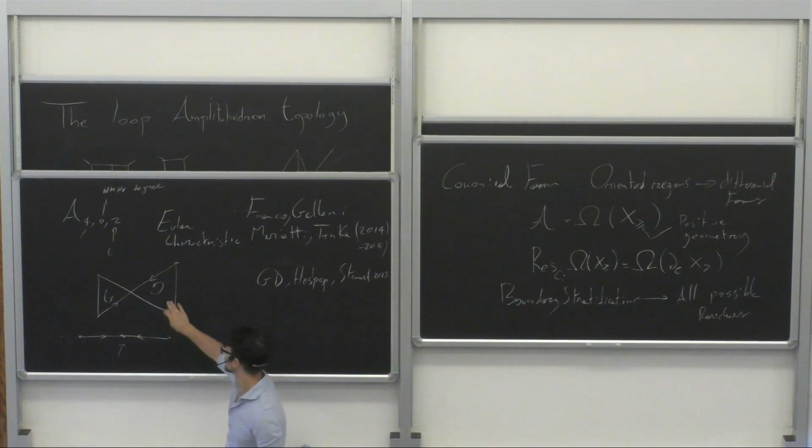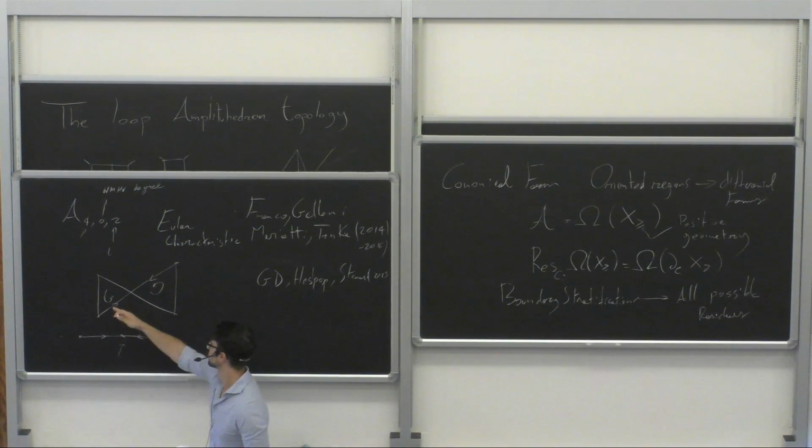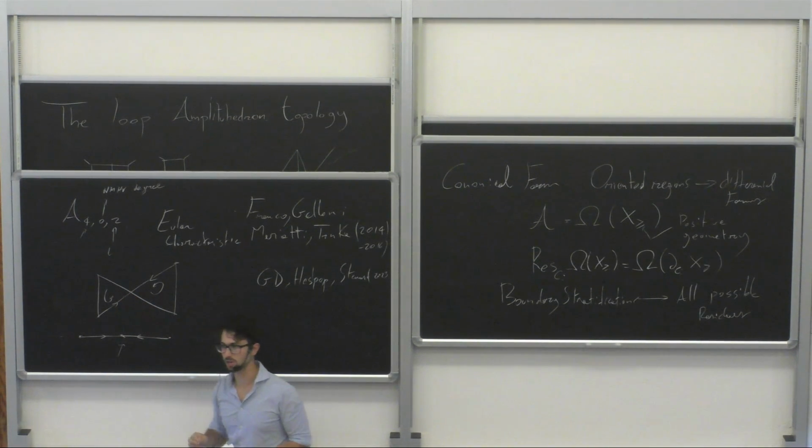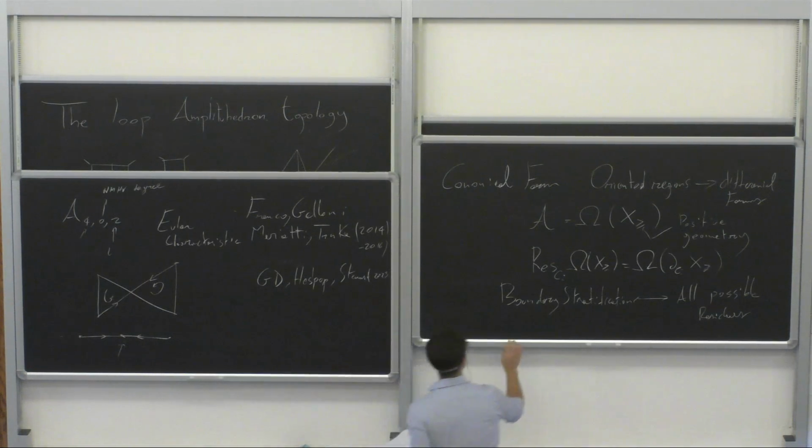Right. The orientation is induced from the inside, so you could have a different geometry, where you have a different orientation, and this point will not be a boundary of the geometry. Right. Good.